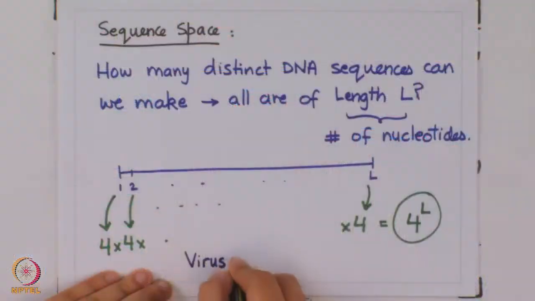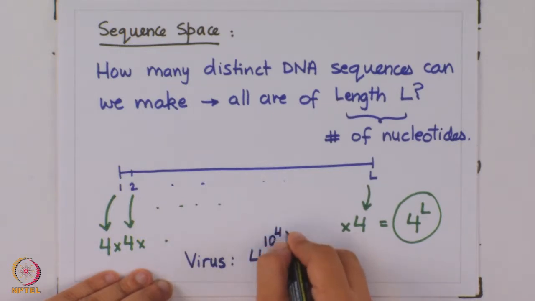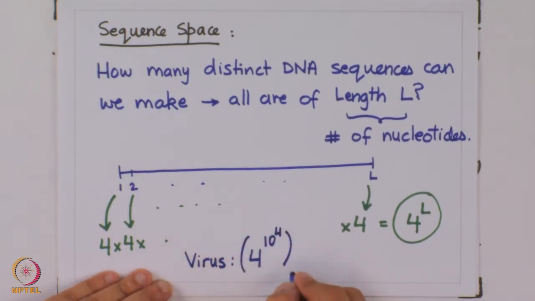How big is this number? Remember, we started this lecture by getting a sense of the typical sizes of genomes. So, even for a virus with a genome of size 10 to the power 4, this is 4 to the power 10 to the power 4 sequences. That many distinct DNA sequences can be made.